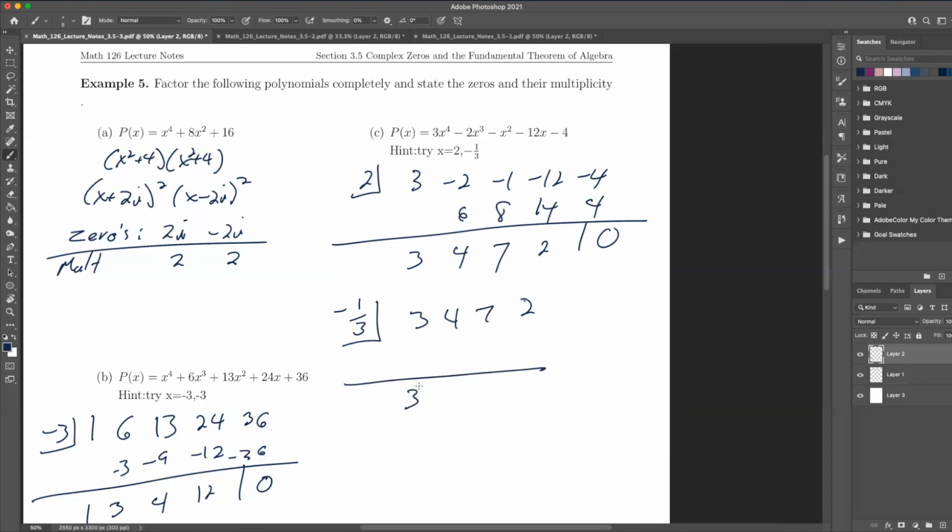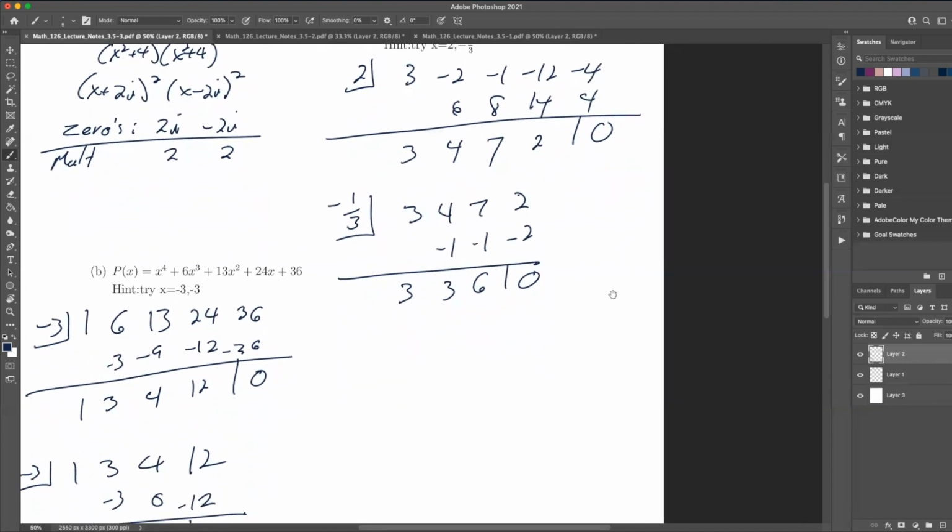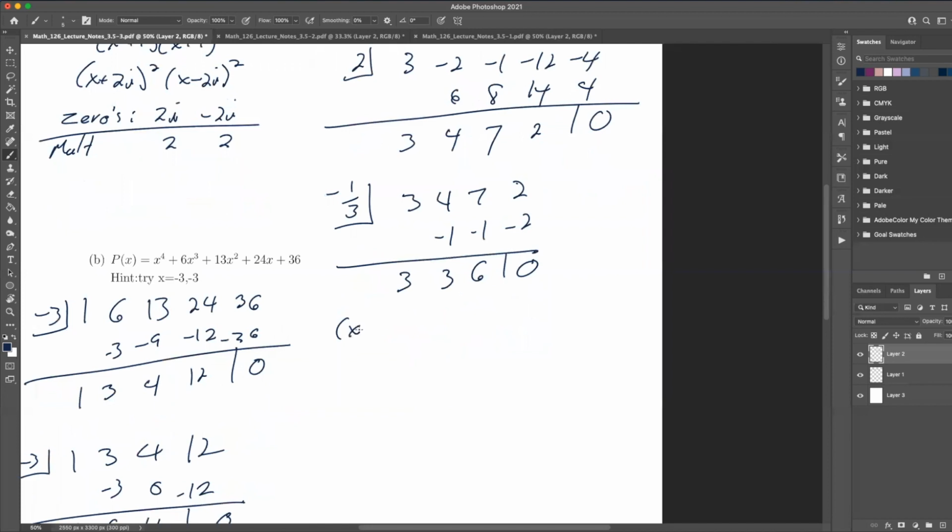So this is 3 times a -third is -1. Add this up, I get a 3. Times a -third is -1. Add this up, I get a 6. Times a -third is -2. Add this up, 0. So what do we have here? We have x minus 2, x plus a third times 3x squared plus 3x plus 6. Here, factor out the 3, just to make your life easier.